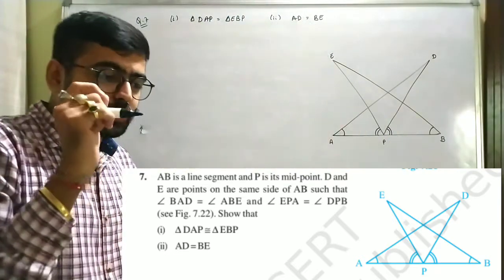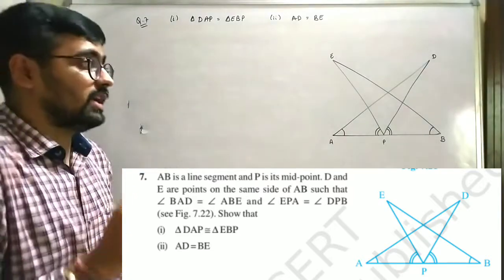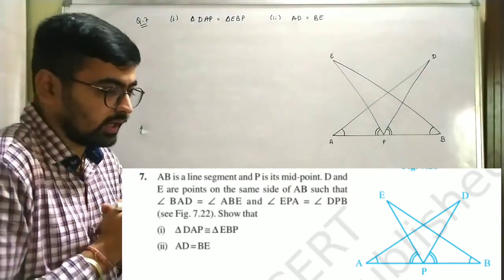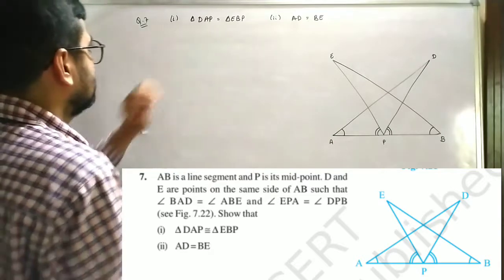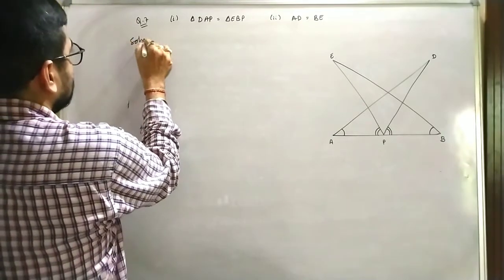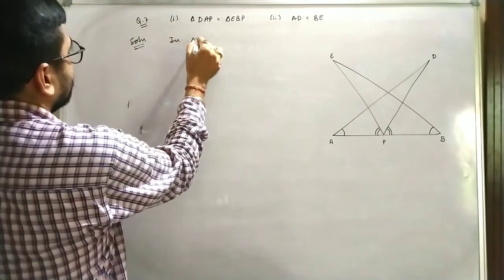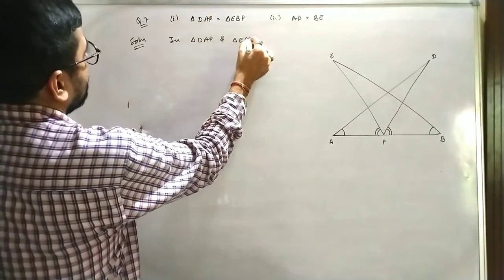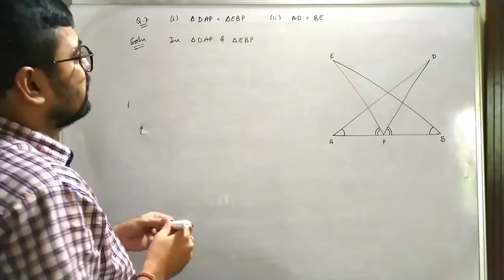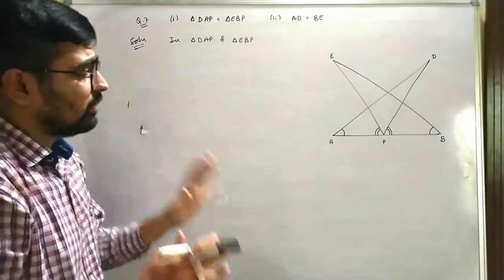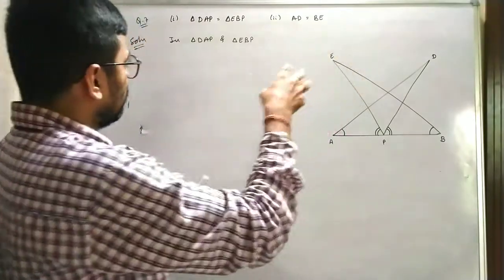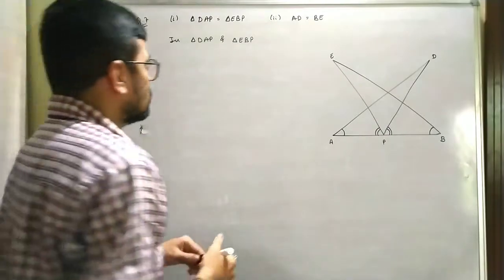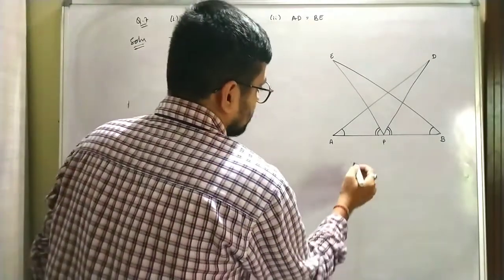Here also there is a small role which we are going to play, and it's going to be very very important. Correct. Now what are we supposed to do? These two things we are supposed to find, triangle DAP and triangle EBP. Now how can we prove them as congruent? So first of all हम क्या करते हैं? Let's bring out both the triangles which we want to prove as congruent. So I'm going to draw those triangles.